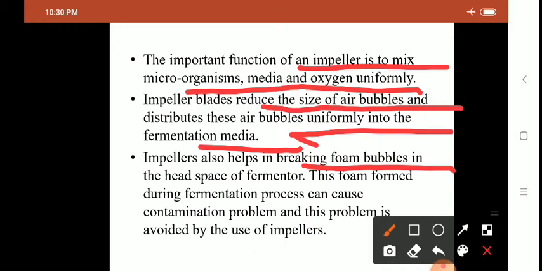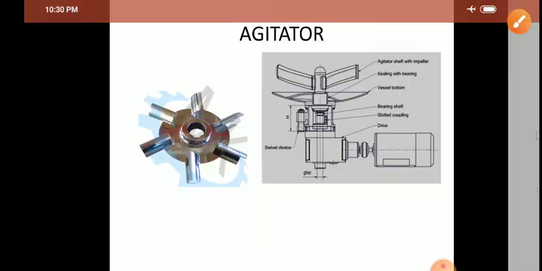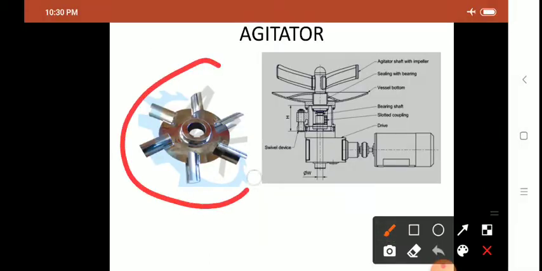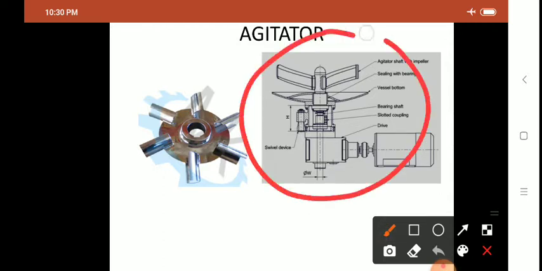Okay, so mixing of microorganism, oxygen, medium, breaking the bubble, etc. is all done by the impeller. So here in this diagram, this is actually an impeller, and there is a hole in the center. Through this hole, a shaft passes inside. Now in the second diagram, you can see this is a motor. This is a shaft to which the impeller blades are attached, right?